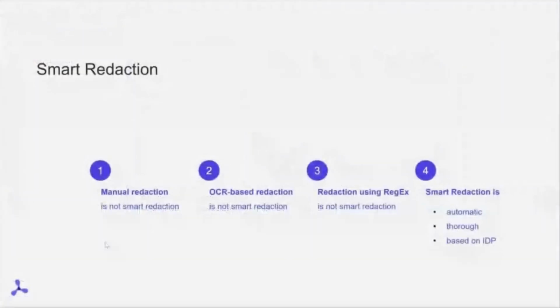Let's now talk about smart redaction. Smart redaction refers to the automated process of selectively removing sensitive or confidential information from a document. Unlike traditional redaction, which involves manually blacking out or deleting sections of a document, or semi-automated redaction based on OCR and regular expressions, smart redaction uses IDP technologies to identify and remove instantly only the specific information that needs to be redacted.